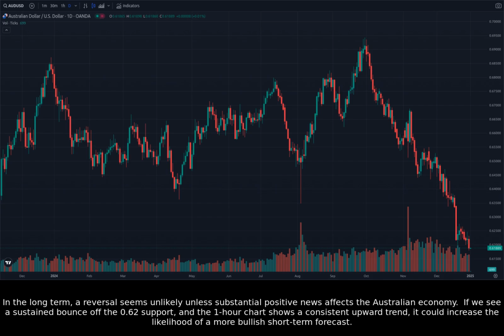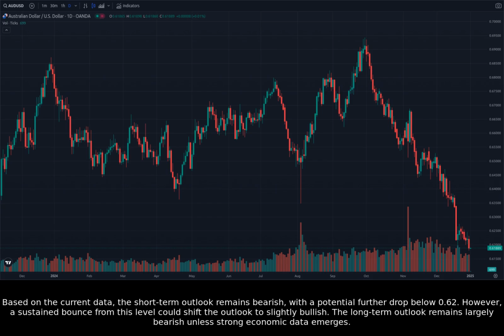If we see a sustained bounce off the 0.62 support and the 1-hour chart shows a consistent upward trend, it could increase the likelihood of a more bullish short-term forecast. Based on the current data, the short-term outlook remains bearish, with a potential further drop below 0.62. However, a sustained bounce from this level could shift the outlook to slightly bullish.